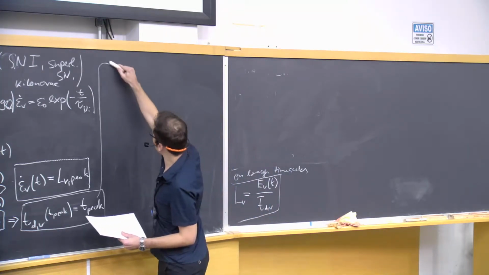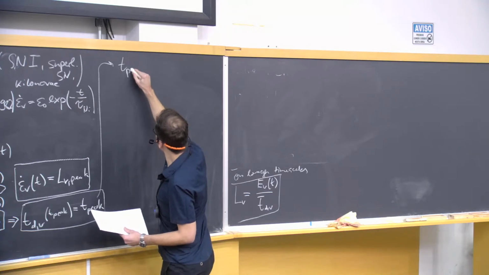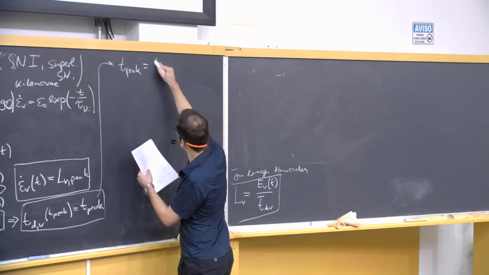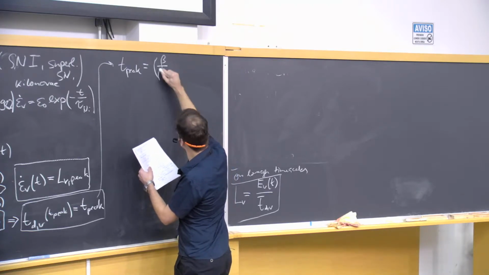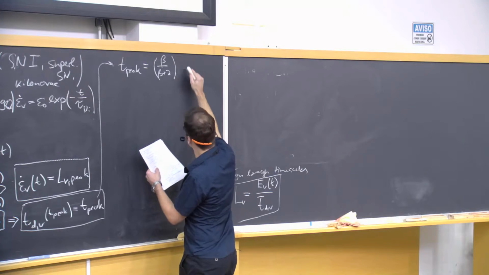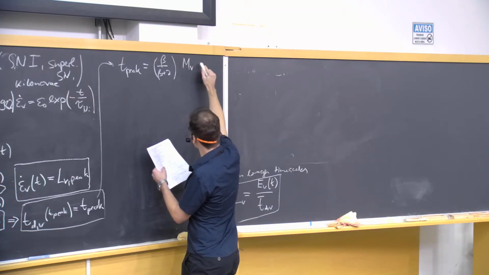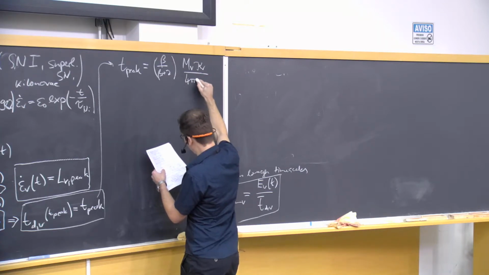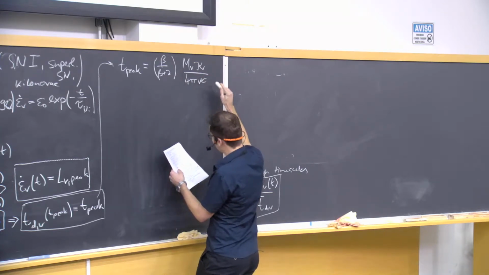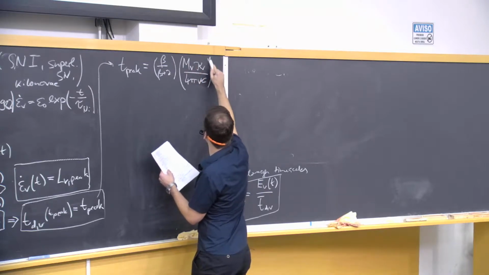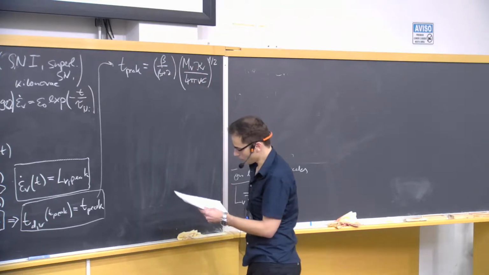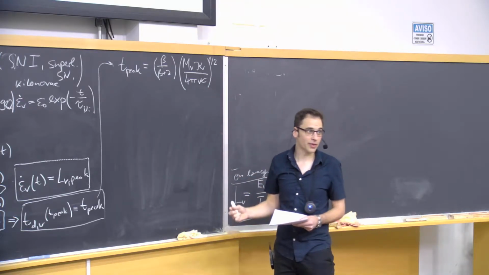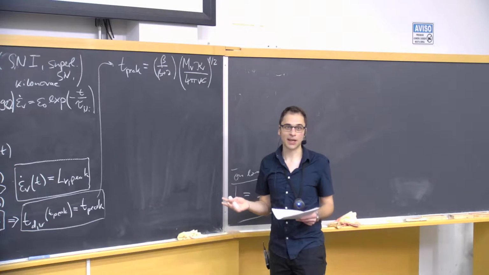So from here it follows that the peak timescale is given by beta over beta plus 2 times the mass of the shell, its opacity, divided by 4 pi velocity times the speed of light, to the power of 1/2. So let's evaluate this term just for typical conditions for kilonovae so that we get an idea of when we expect kilonovae to peak.